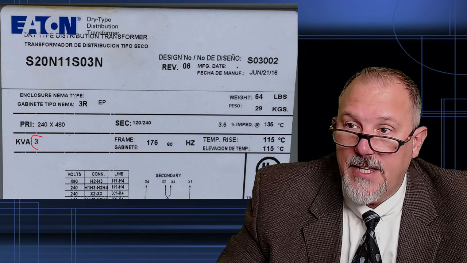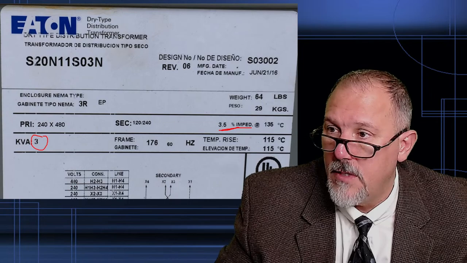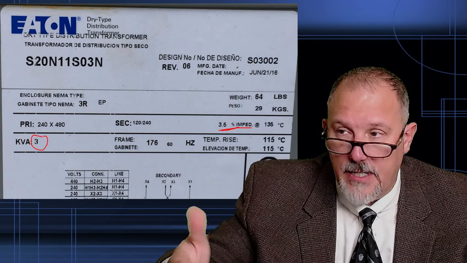There's another one, 240 primary and secondary. This is a 3 kVA transformer. And look, we put the impedance, 3.5% impedance. Don't necessarily have to, but we did. So I showed you one that didn't have the impedance, and now I'm showing you a 3 kVA transformer that does have impedance marked on the label.